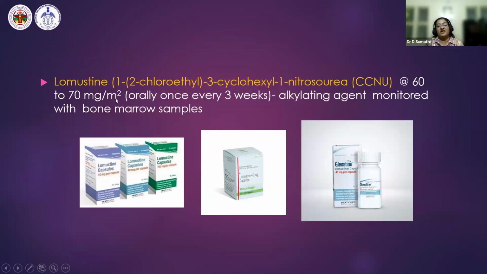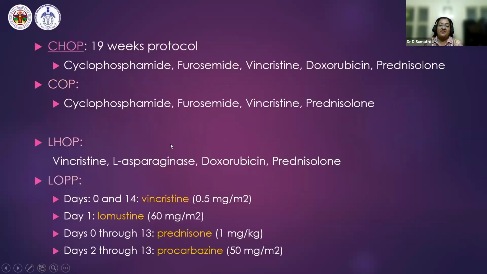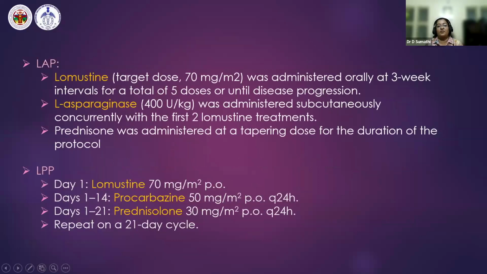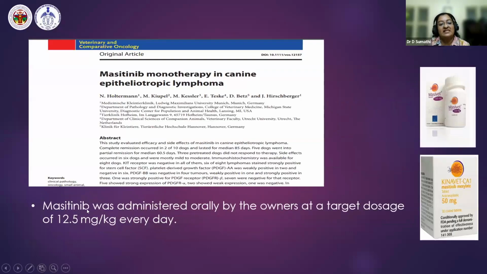Lomustine is used at the dose of 60 to 70 milligram per meter squared orally once every 3 weeks. So it can be used as a monotherapy. Apart from that, your general lymphoma protocol can also be applied for these cutaneous lymphomas. Your CHOP protocol, COP protocol, LHOP protocol, LOPP protocols, LAB protocols, LPP protocols can be used. These protocols are all already being discussed in the lymphomas. So you can use any of the protocols which is comfortable for you. Apart from that, masitinib, which is again a tyrosine kinase inhibitor, can be used. As I told, the starting dose is 12.5 milligram per kg every day until you get a clinical remission. Can also be tried in epitheliotropic lymphomas.